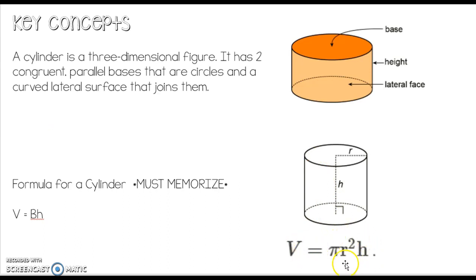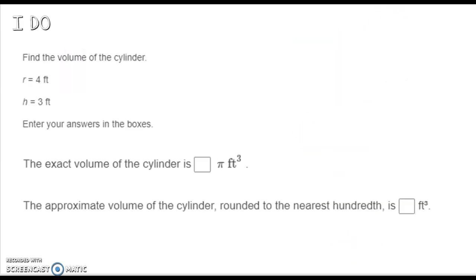Well, that's where we get this formula from. The area for our circle is pi r squared. So we're going to take the area of this circle and we're just going to add height to it, and that is what gives us our volume. So the formula for a cylinder is volume equals pi r squared h.